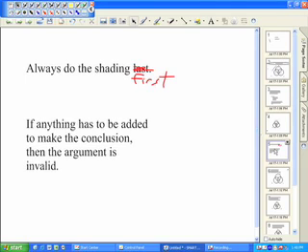Always do the shading first. All right? The reason for that is that the shading will tell us where the X goes. If you put the X on the line and then you shade, you could have put the X in the area that was unshaded. So always do shading first. And again, if anything has to be added to make the conclusion, then the argument is invalid. If you look at it and the conclusion is there, the argument is valid. We're going to do some examples.